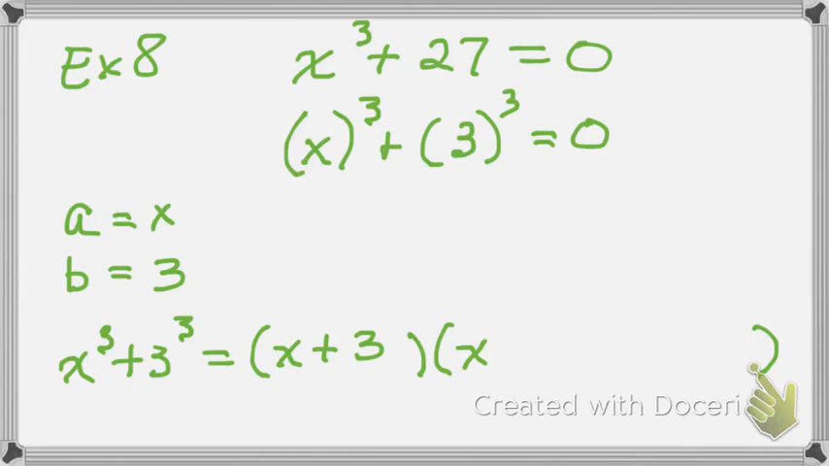X squared, my A is an X, so I need to do A squared. The next is A, remember this sign's the same, so this one's the opposite. So minus A times B. What do I get if I take A times B? 3x. And then on the end, I'm supposed to have a B squared. What will I get if I put a B squared on the end? A 9.